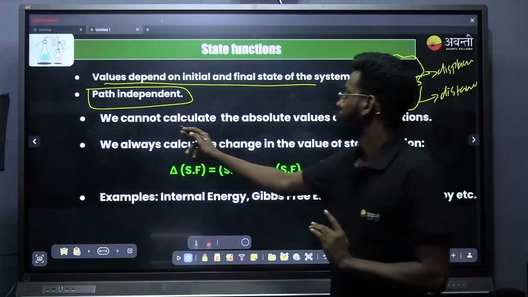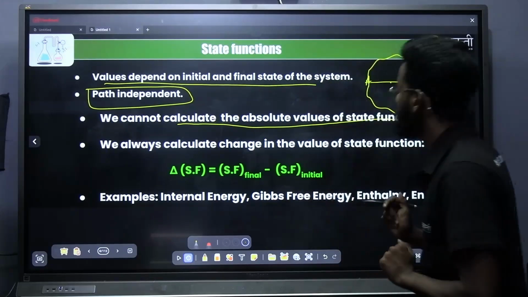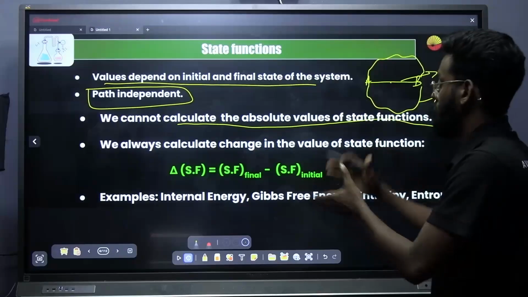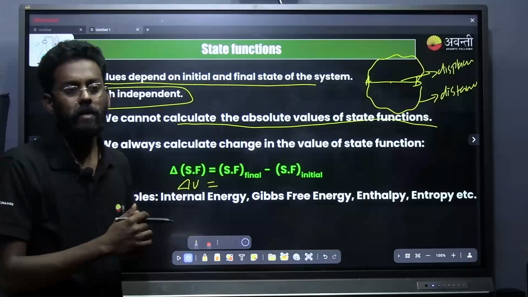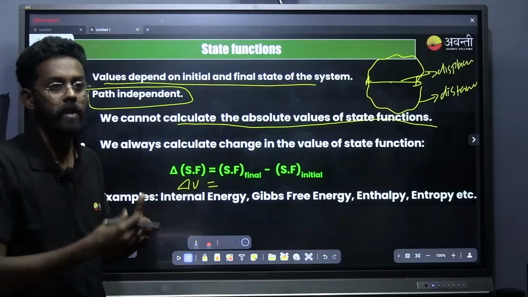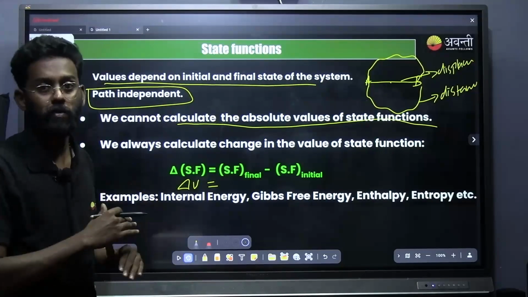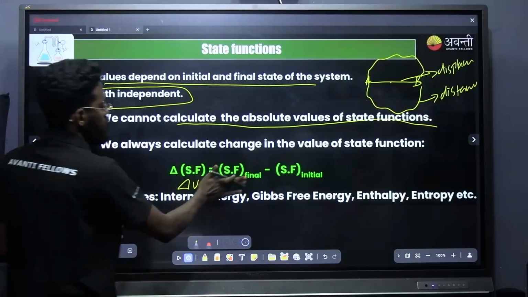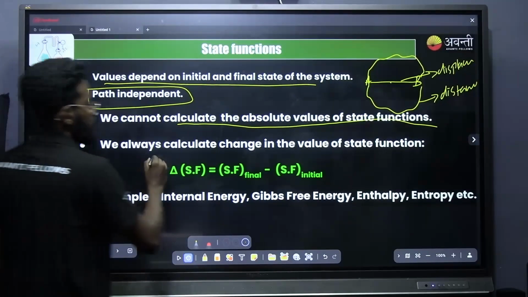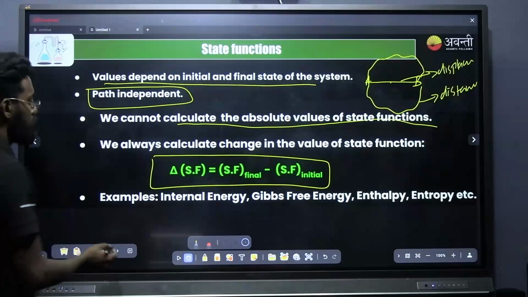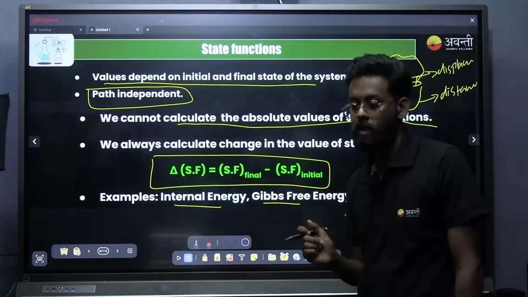Now one more point: we cannot calculate the absolute value of a state function. Absolute value of a state function is not possible, because, for example, internal energy is the sum total of all kinds of energy. It is not possible to find that sum total, since we would have to find the energy from the microscopic viewpoint also. Only what we can do is find the change in internal energy. So absolute value of a state function is not possible; we can only calculate the change. Examples: internal energy, Gibbs free energy, enthalpy, entropy, all these are state functions.